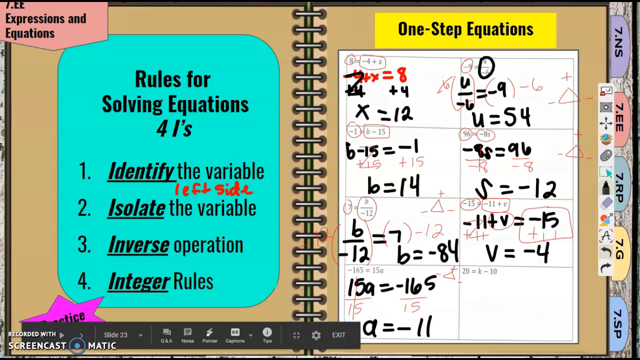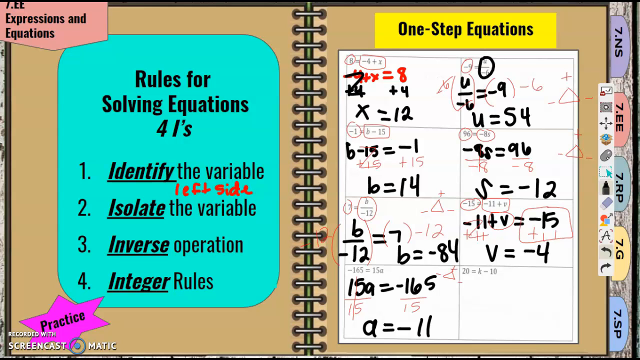All right, and my last one. I want my variable on the left, so I'm going to rewrite this k minus 10 to be on the left, and the 20 is going to go to the right. In order to get the k by itself, k minus 10, I've got to add 10. What I do on one side, I do on the other.